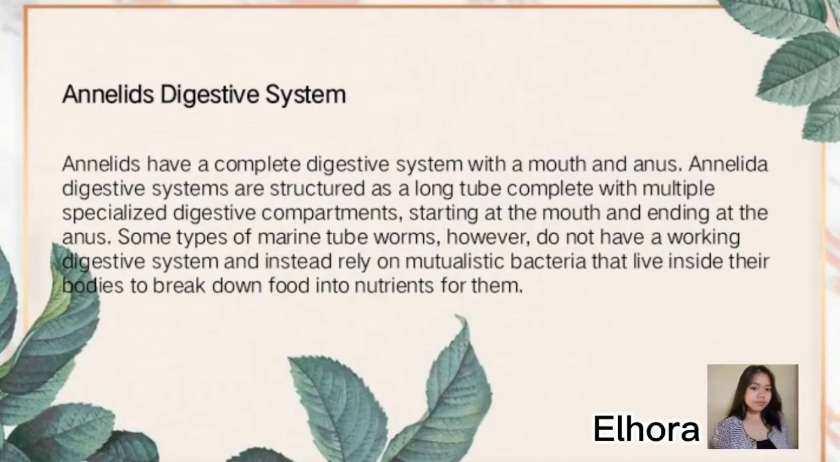Annelids' digestive system. Annelids have a complete digestive system with a mouth and anus. Annelida digestive systems are structured as a long tube complete with multiple specialized digestive compartments, starting at the mouth and ending at the anus. Some types of marine tube worms, however, do not have a working digestive system and instead rely on mutualistic bacteria that live inside their bodies to break down food into nutrients for them.